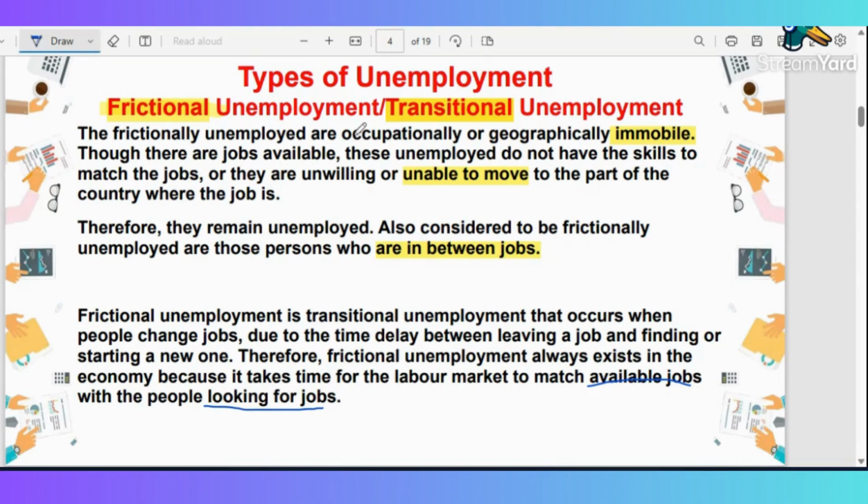We said the frictionally unemployed can be occupationally or geographically immobile. Geographically has to do with place, it has to do with location. Occupation has to do with the type of job, right? All jobs are different and unique in each way. They all have different qualifications in some way or the other.